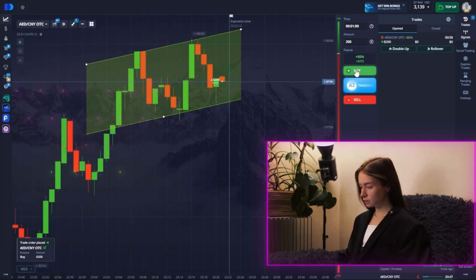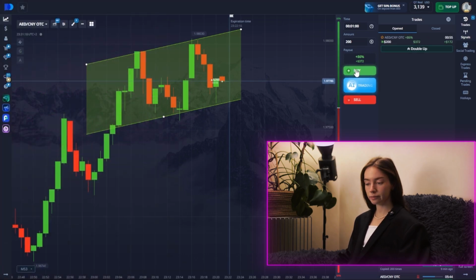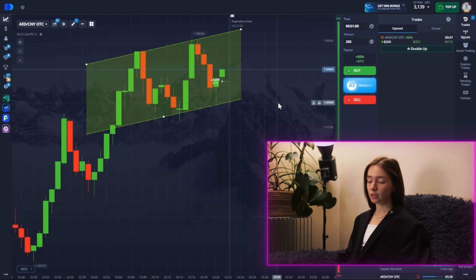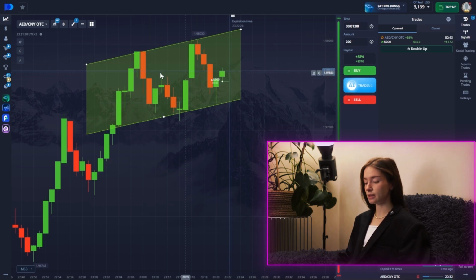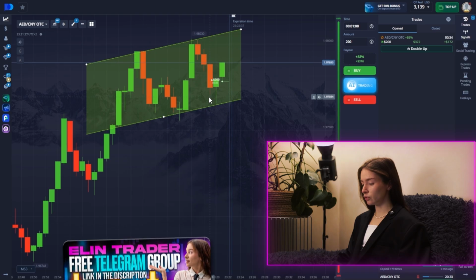I open it and wait. As you can see, it reverses in the right direction. 2 candles form in a row. Scalping is trading directly from the chart. I don't use any indicators, only technical analysis. The range defined by parallel channels, and I trade based on that. This is fast trading that can generate profit with the right approach.